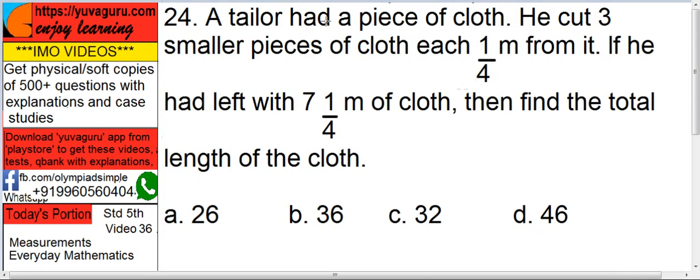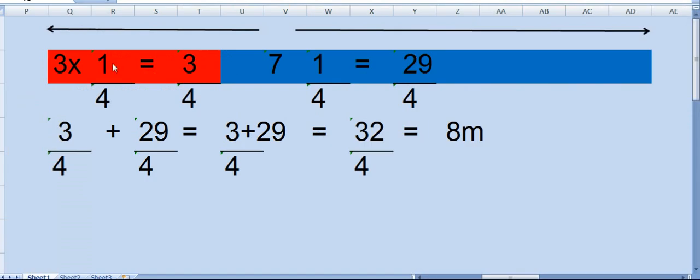A tailor had a piece of cloth. He cut 3 smaller pieces of cloth, each 1 by 4 meter, from it. If he was left with 7 1 upon 4 meters of cloth, then find the total length of the cloth which the tailor had. See, this is the total length of the cloth which he is having.